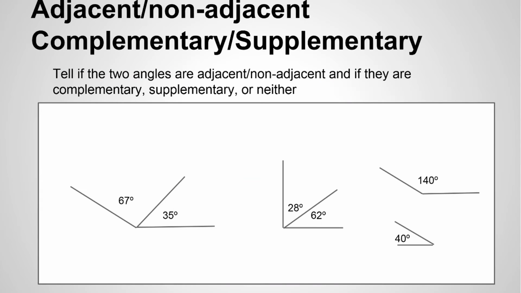So I'd like you to try a couple of problems here. I'll do the first one for you. If we look at these, we can see that since they're sharing this side, these are adjacent. And 35 degrees plus 67 degrees will give us 102, so that's neither. So they are adjacent and neither complementary nor supplementary.